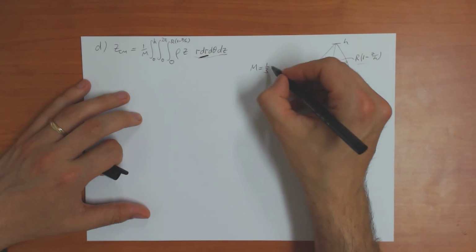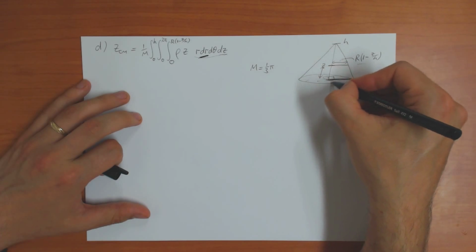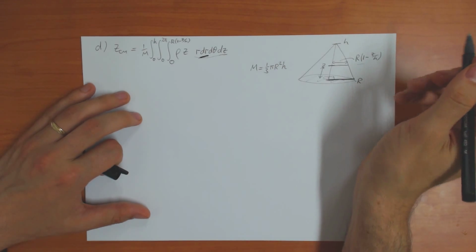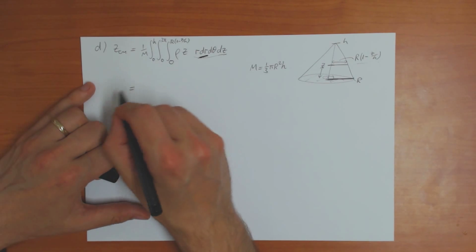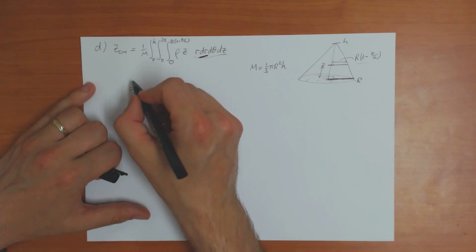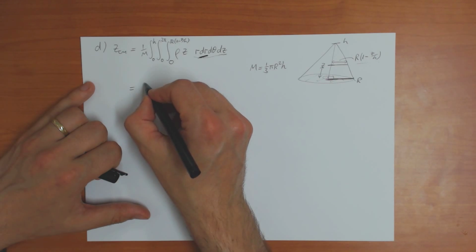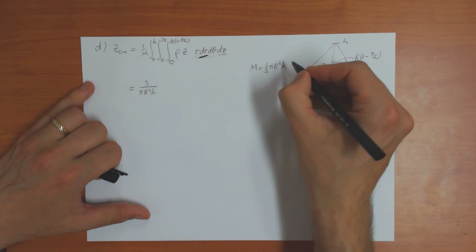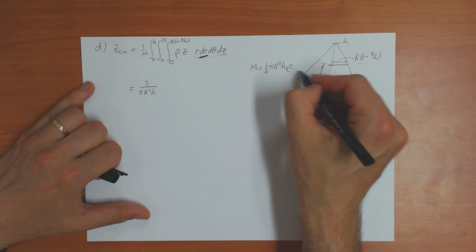Okay. So also we know that the mass of a cone, well, you may not know, but the formula is a third times the area of the bottom, which is pi R squared, times the height of the cone h. Okay. So putting all this together, you get 3 over pi R squared h. The density here cancels the density there.